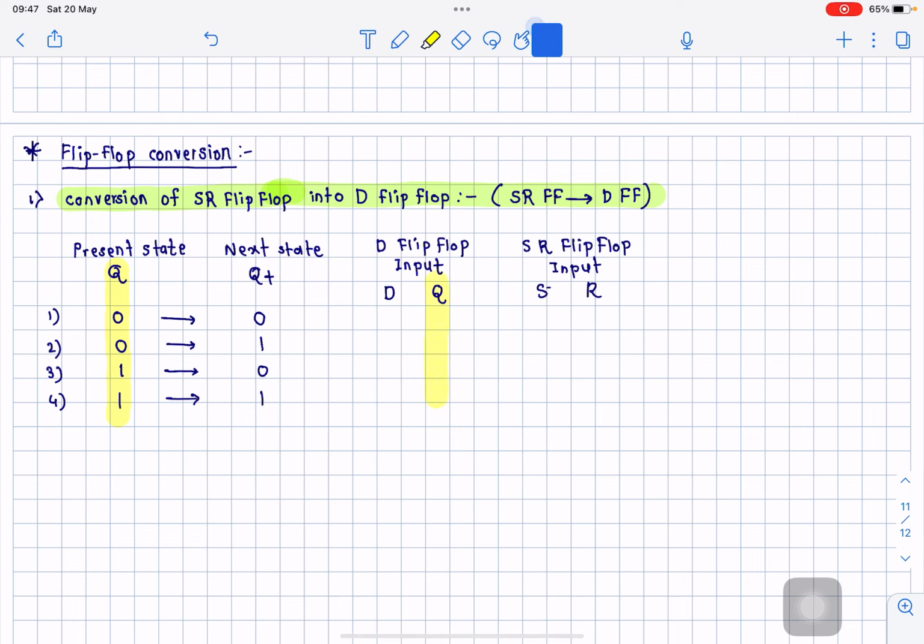Okay, so this is a 0, right? The present state we are copying as it is here in the column of D flip flop input Q column, as it is we are copying.